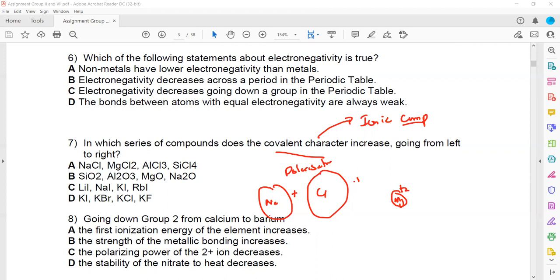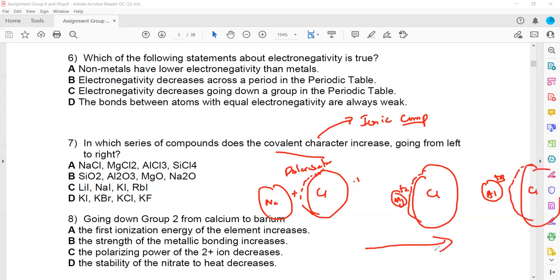As we are going from the left hand side to the right hand side, magnesium is there and chloride, then aluminum. So what happened when we see the electronegativity, the charge is increasing and the electronegativity is also increasing. So when we compare the polarization here, sodium will cause less polarization to chloride compared to magnesium, and magnesium will cause less polarization compared to aluminium.